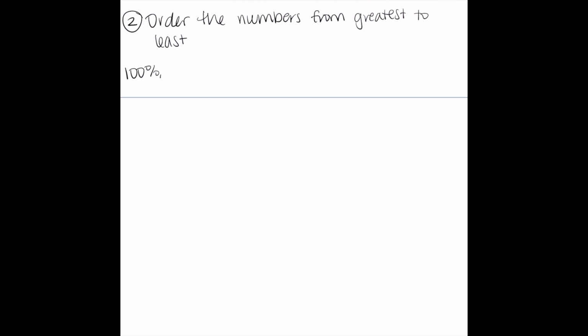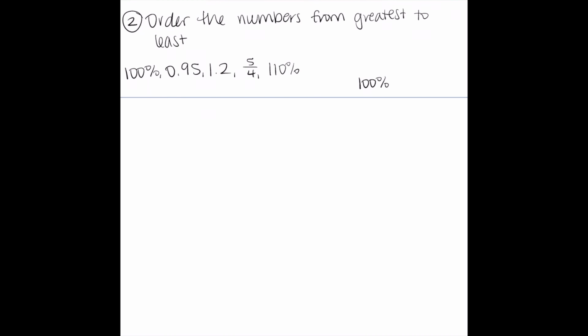For number 2, our directions say to order the numbers from greatest to least. The numbers we're given are 100%, 0.95, 1.2, 5/4, and 110%. So just like last time, we're going to convert everything into decimal form. It is the easiest way to go about this.